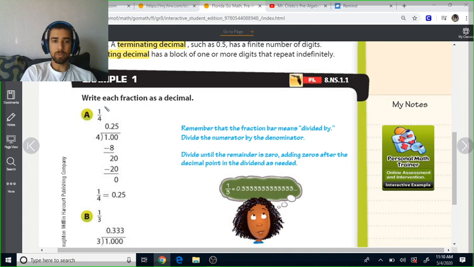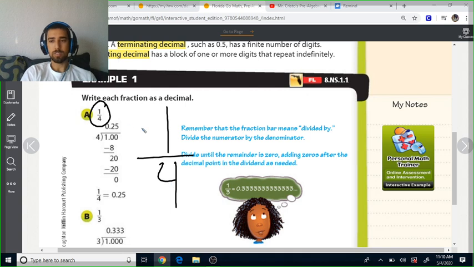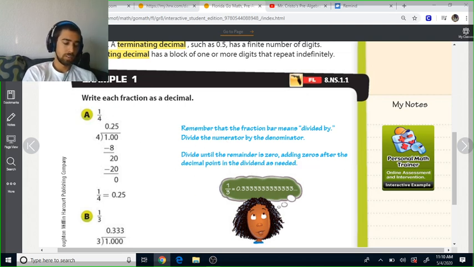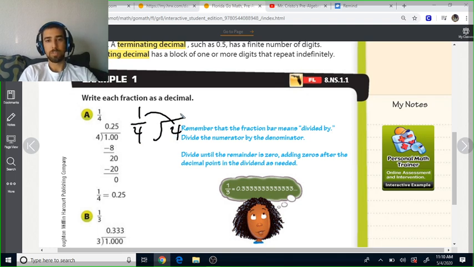So if you have 1 over 4, I usually do a little trick. Top number falls into the box. Bottom number stays on the outside. I'm going to write this a little bit neater so I can have some space. Top number falls into the box and bottom number stays on the outside. Top number falls inside.